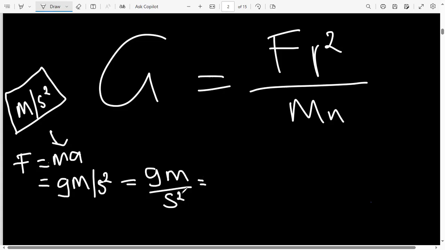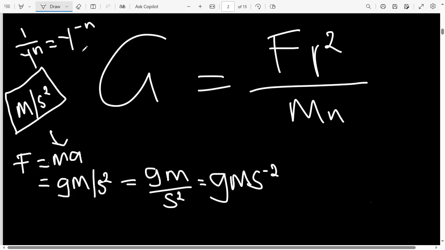So this s to the power 2 has to come on top. So what are we going to do for it to be on top? This power will become a negative power. So it will just be gm s to the power minus 2. Why can we do this? Because we have this property that if I have y to the power n over 1, this is the same as y to the power minus n. No wonder we're able to change this.